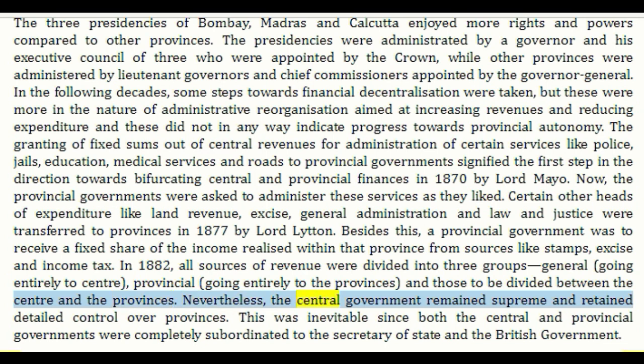Nevertheless, the central government remained supreme and retained detailed control over provinces. This was inevitable since both the central and provincial governments were completely subordinated to the Secretary of State and the British government.